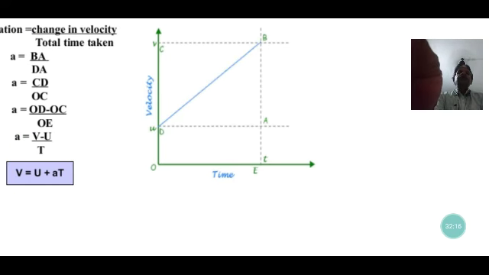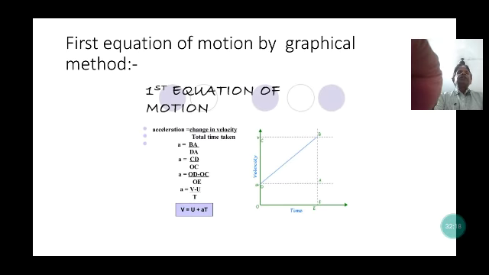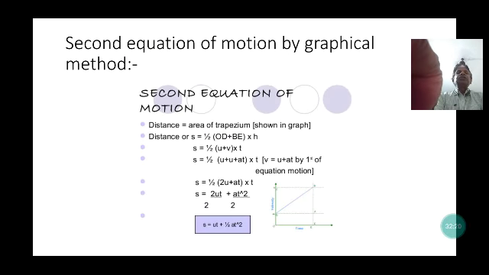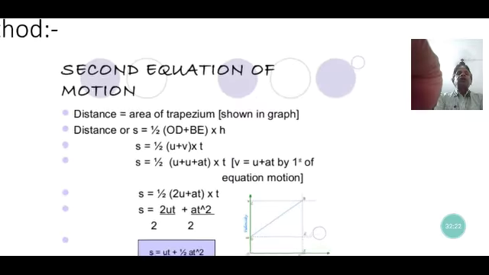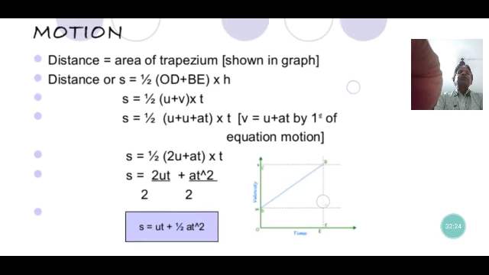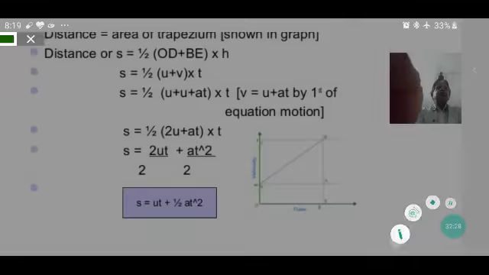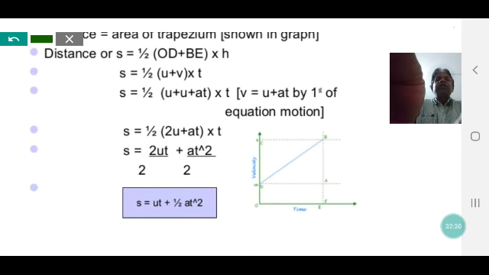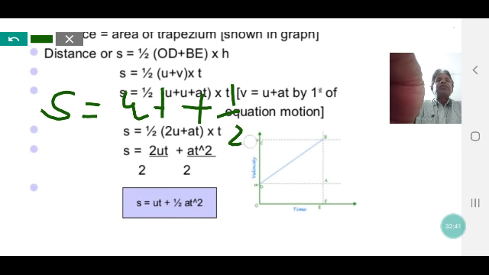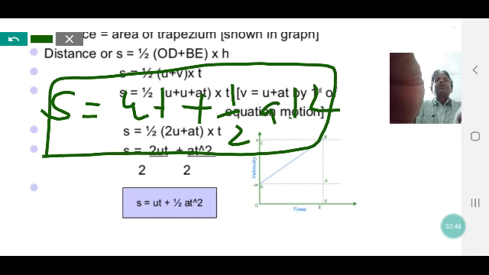Okay. Now, the second equation of motion, which can also be found from the velocity time graph. As we know, the second equation of motion is S, the displacement covered, is equal to UT plus half AT square. It is the second equation of motion that is described in this slide.